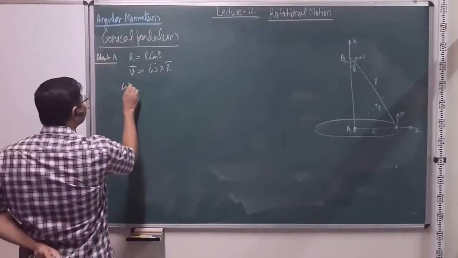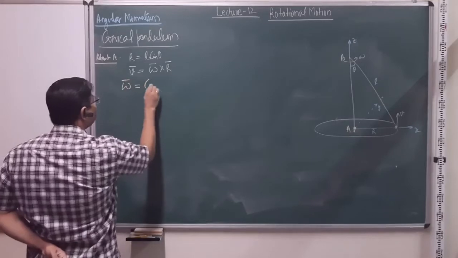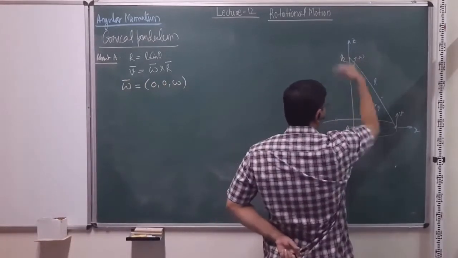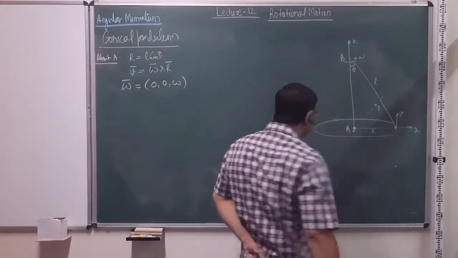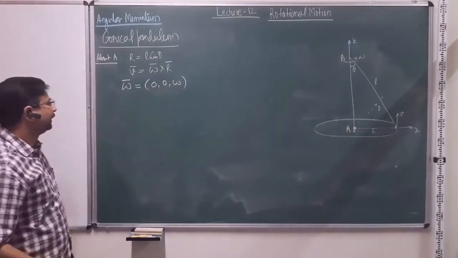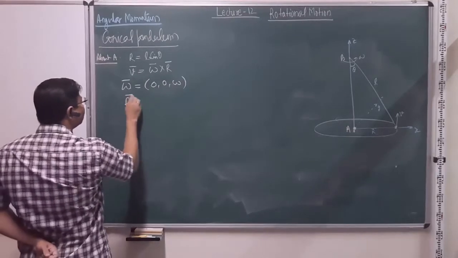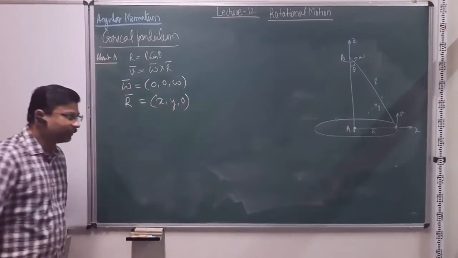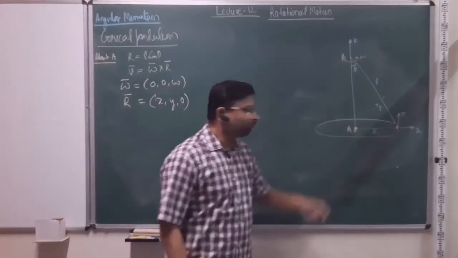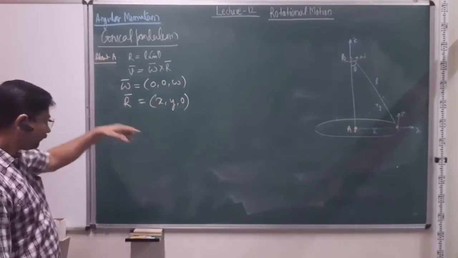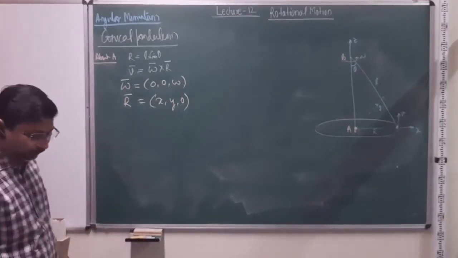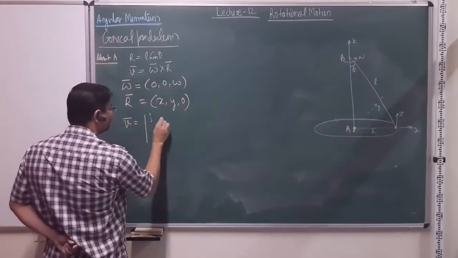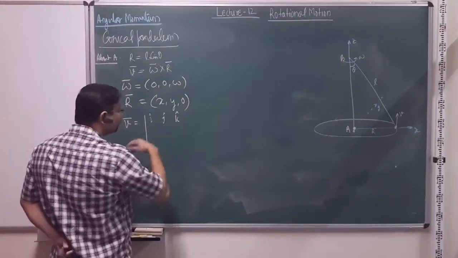Yes, because omega is given. It's going around the circle in the xy plane, so omega will be pointing in the z direction. Whereas this r in this case is simply x, y, 0, because the plane of the circle is confined to the xy plane. The object is not making an up-down motion there. So we can now find out v. v is i, j, k.